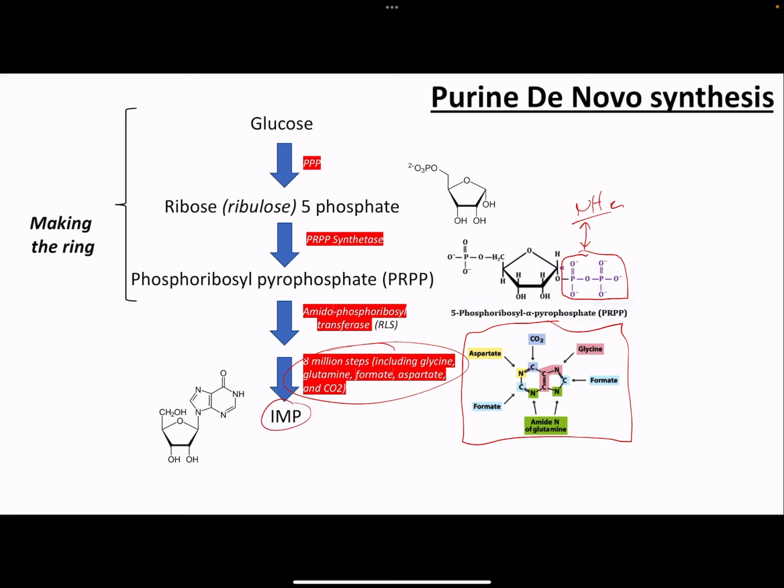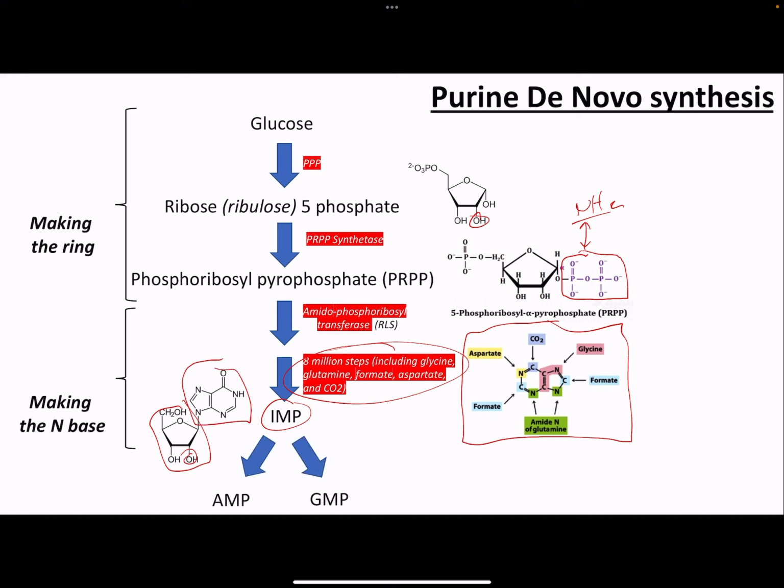At the end of all of this, we're going to have inosine monophosphate. Now, keep in mind, we are talking about the production of RNA for all of this, as we can see with this 2' carbon. Inosine, so we now made the nitrogen base on top of the ring, right? Here was our ring, we made that first, and then here was our nitrogen base, we made that second. We can now make this into AMP or GMP. That's how you make a purine.